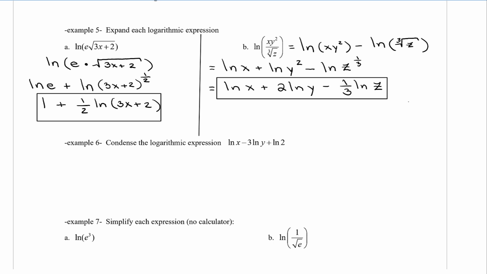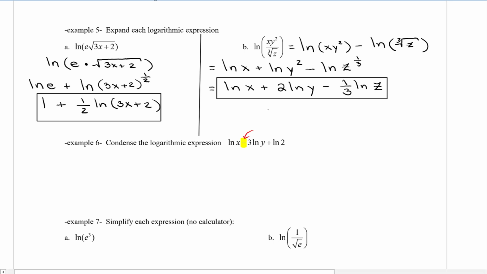Let's go ahead and box in that answer. Example 6. Condense the logarithmic expression, the natural log of x minus 3 times the natural log of y plus the natural log of 2. Condensing is the reverse process of expanding.